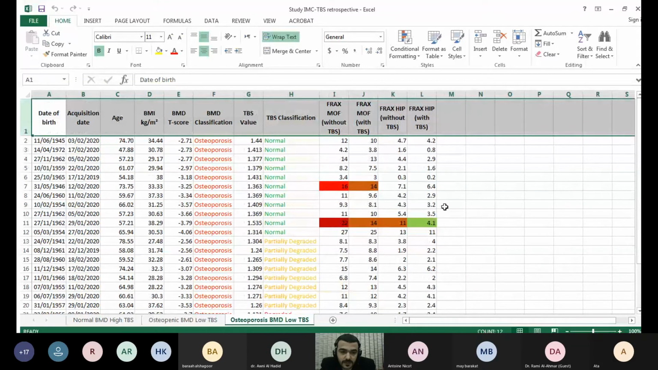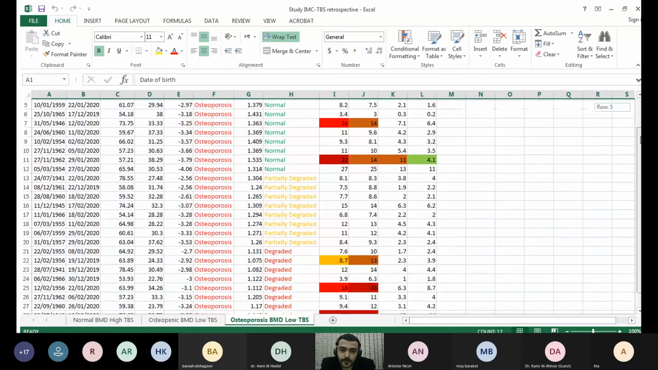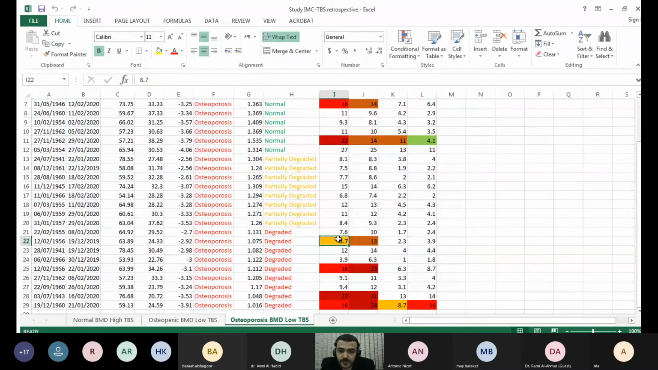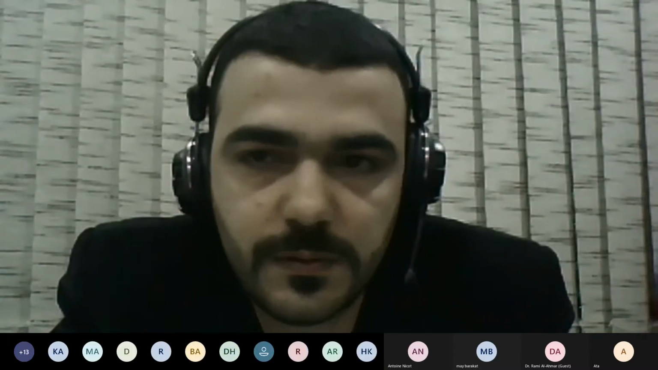And here you can see in the osteoporosis group we also have overestimated patients, as well as here, for example, we have underestimated patients. Okay, let's take the other study. Can you see this image? Yes.